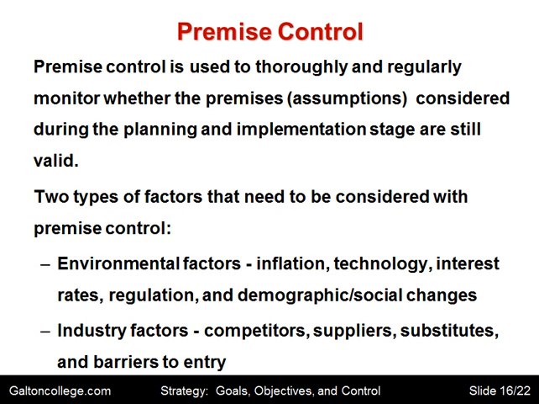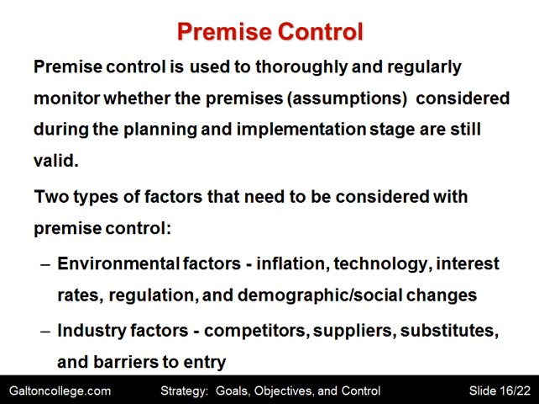We're not sure what the rate of inflation will be in 10 years' time, or what the technology is. Technology is increasing at an ever-increasing rate, such that it's almost impossible to predict technology. So these are environmental factors that make the premise part of the three-step model very difficult.